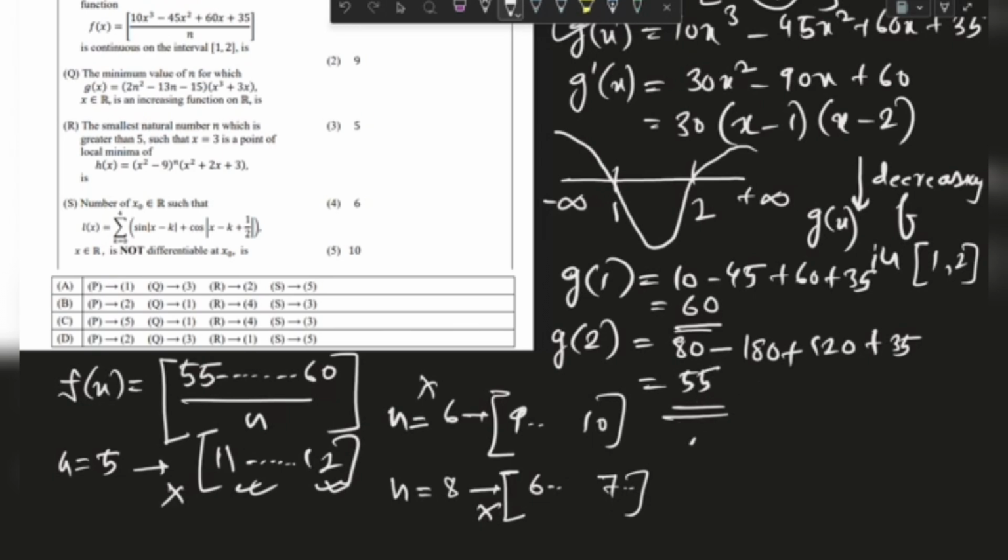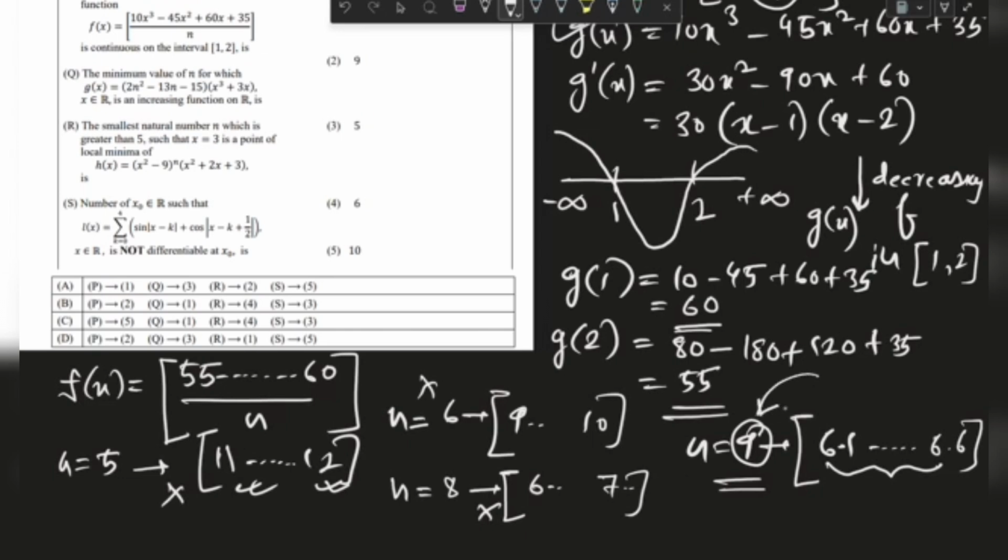Now when we finally put n equals to 9, I guess this will be the answer. N equals to 9, we are getting this as, for 55 it is 6.1 something, and for 60, I guess it is 6.6. So yeah, this is actually continuous. So we have been asked the smallest value of n. So I guess this will be 9. Now you can do the same for 10 also. For 10, I guess it will work. I guess no.